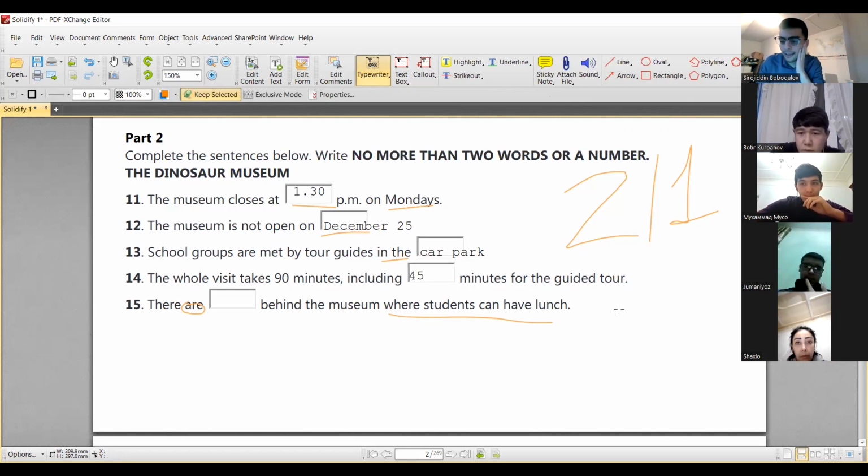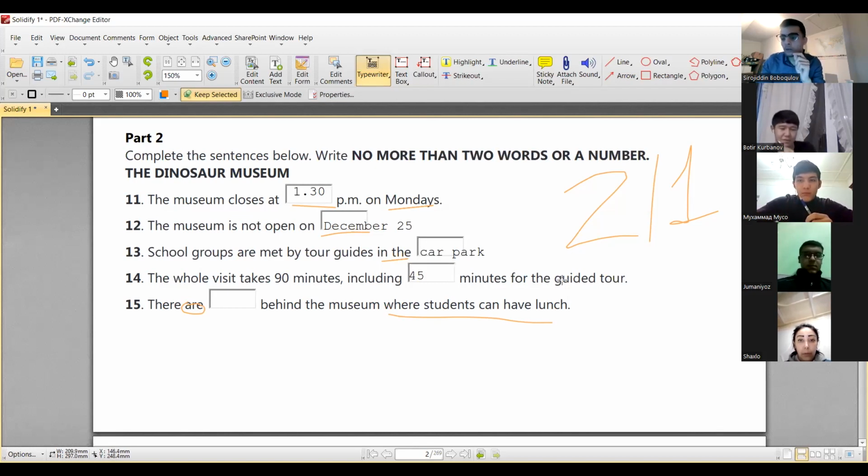Hey, kiddos. Those who wrote 15 minutes, it's wrong. Shirzad, Zainab Begum, you've been tricked. It's 45 minutes because you didn't pay attention to the keyword. It was guided tour, right? 45 minutes is for the guided tour.